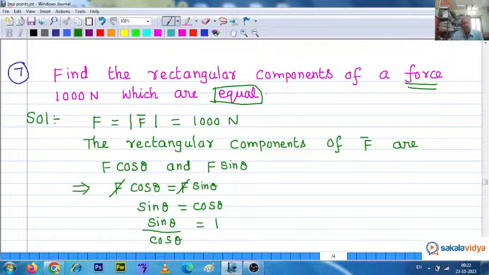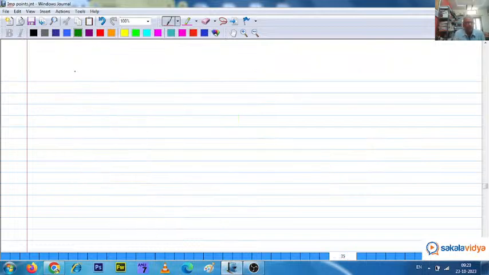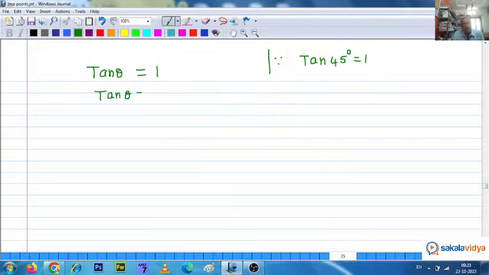Okay. From trigonometry, my dear students, remember sin theta by cos theta is nothing but tan theta. Clear? Right. So next we can write tan theta is equal to 1. If tan theta is equal to 1, you know from the trigonometric table that tan 45 degrees is equal to 1. Now instead of 1, write tan 45. So tan theta is equal to tan 45 degrees, so theta is equal to 45 degrees.